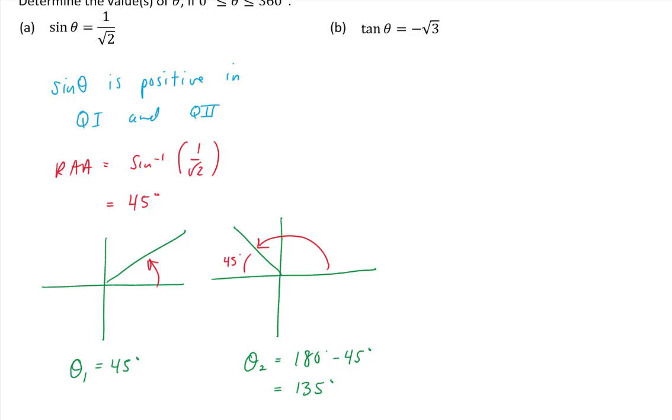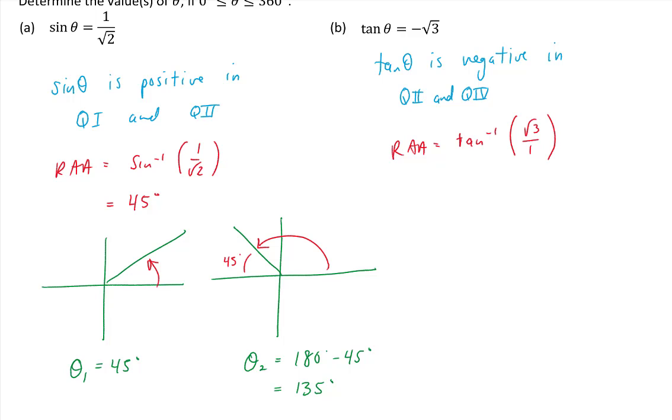Let's do this one more time. So recall that tan theta is negative in quadrants 2 and 4. Next, we need to determine our related acute angle. The related acute angle is the tan inverse of root 3 over 1, which again is a special triangle, which gives us an angle of 60 degrees.